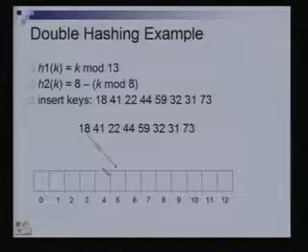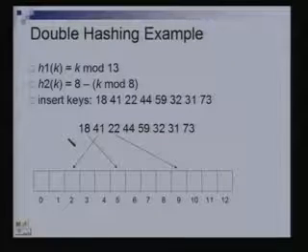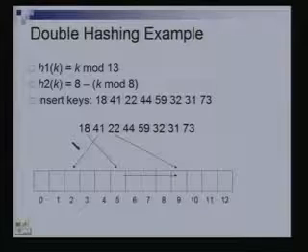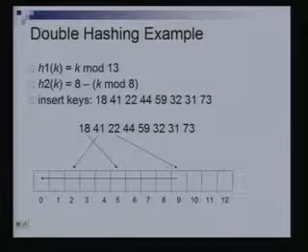Okay, so let's insert the first element, 18. 18 mod 13 is 5, so it will go to location 5. 41 mod 13 is 2, so it goes to location 2. 22 mod 13 is 9, goes to location 9. 44 mod 13 is 5, so it tries to go to location 5, but location 5 is already occupied. So now we have to compute h2 of 44. What is h2 of 44? 8 minus 44 mod 8. 44 mod 8 is 4, so 8 minus 4 is 4. So I have to go 4 steps ahead. So I'll go to location 9, but that's also occupied. So I'll go to location 0. That's empty, so 44 will go to location 0.